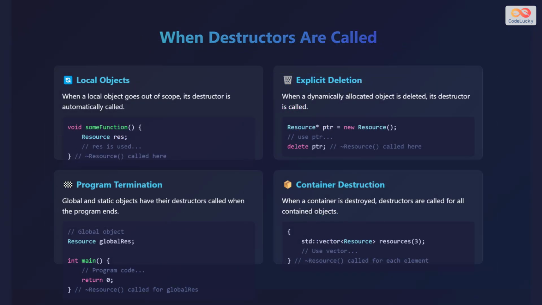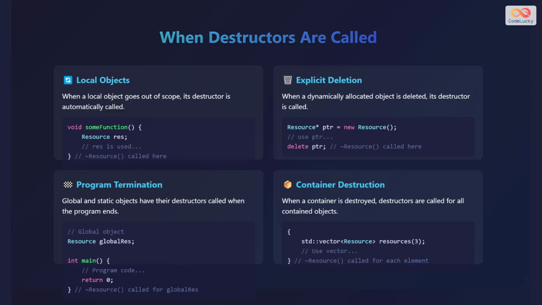Let's examine the syntax and basic usage of destructors. Destructors are named with a tilde prefix. They have no return type and they do not accept any parameters. Destructors cannot be overloaded, meaning a class can have only one destructor. Destructors are automatically called when an object is destroyed. Here is a basic destructor example.